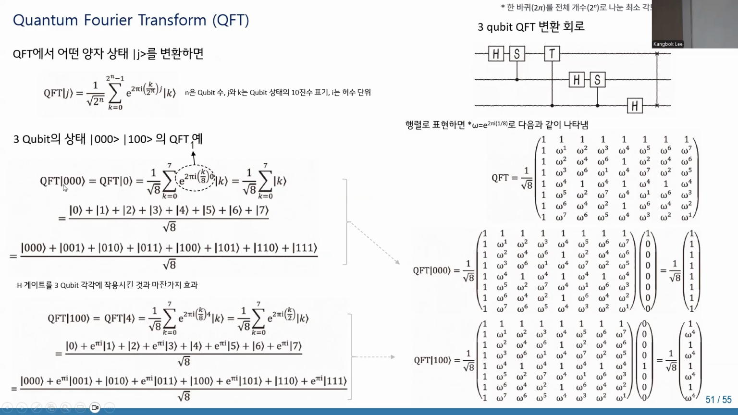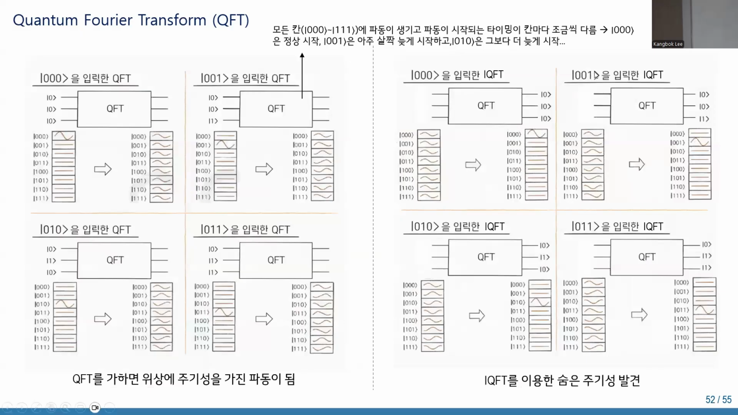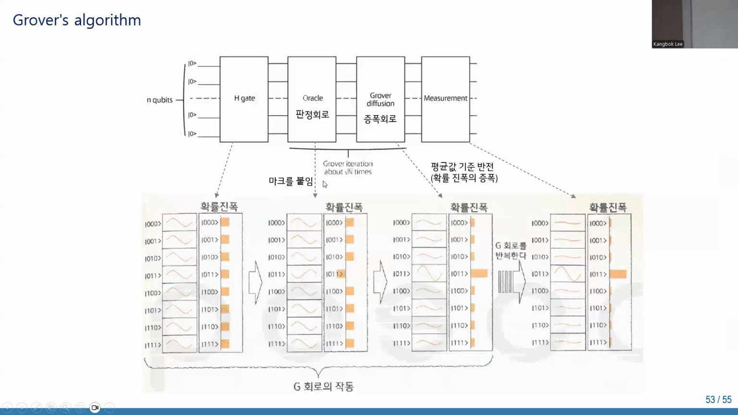Also, if you apply the quantum Fourier transform to this state, you will produce this. It's the same as the matrix expression, but we understand it with just wave interference. So the quantum Fourier transform produces some wave like this, and you will see some change of phase here. The inverse quantum Fourier transform is just the inverse way. So you will find some periodicity. This is the critical part of Shor's algorithm. Also, quantum phase estimation and the HHL algorithm utilize this quantum Fourier transform method. Grover's algorithm also.